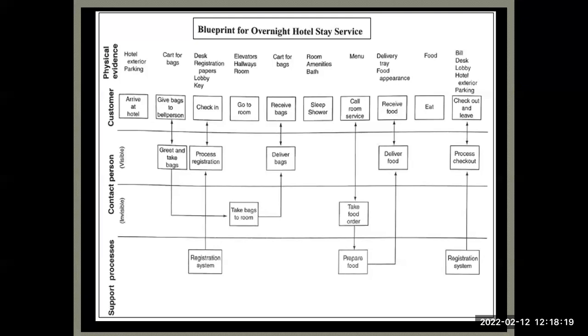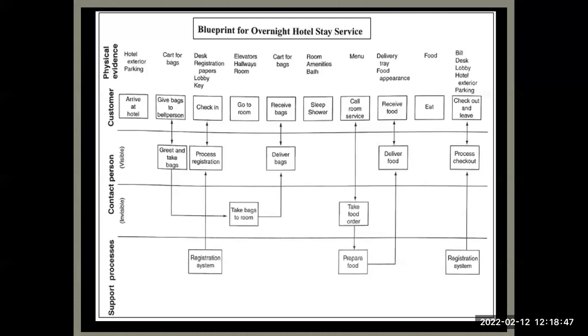Then after using the facilities, you may call room service, ask for the menu, and place the order for the food, for the dinner. Then they'll prepare the food in their kitchen. So the kitchen is again a support system. That's why we put that kitchen in the fourth row. So in the fourth row, you can see preparation of the food.